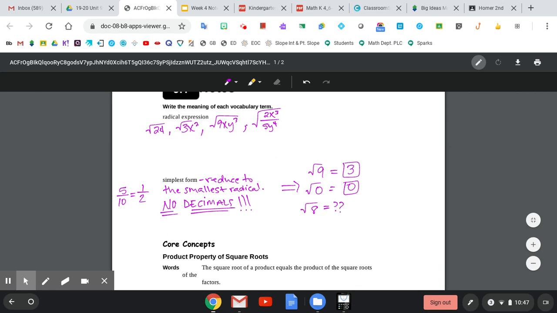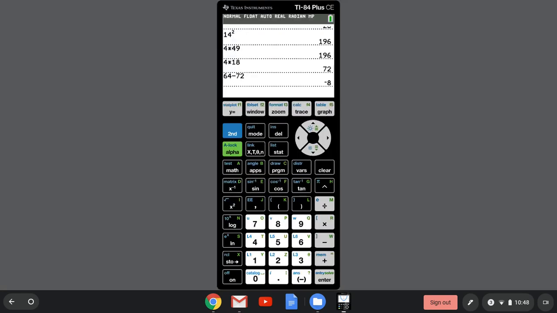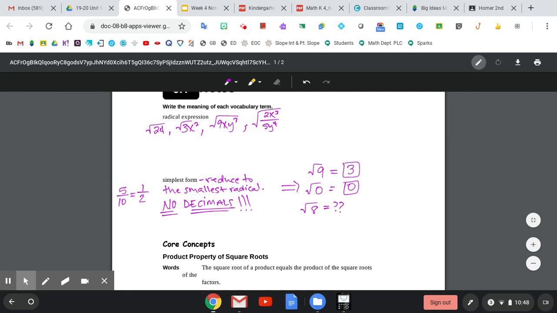Okay, because 2 times 2 is 4, so it's not 2. 3 times 3 is 9. Well, that's larger than 8, so it's something between 2 and 3. So we need to figure out what that is. Yes, you can type the square root of 8 into your calculator. It's going to give you this decimal. There's no rounding, there's no decimals, right? We wrote no decimals.